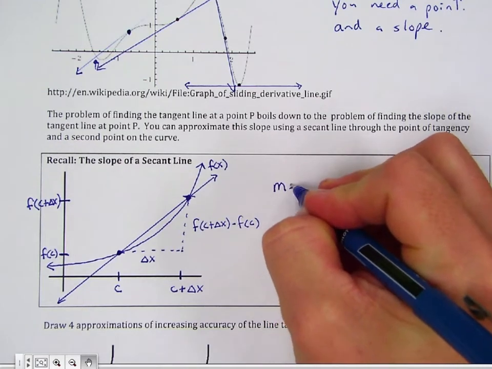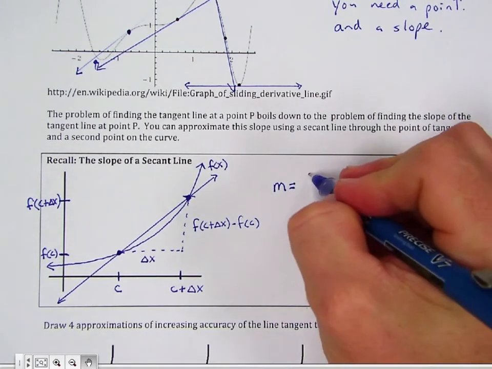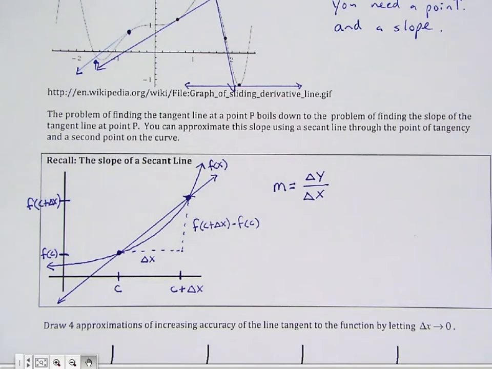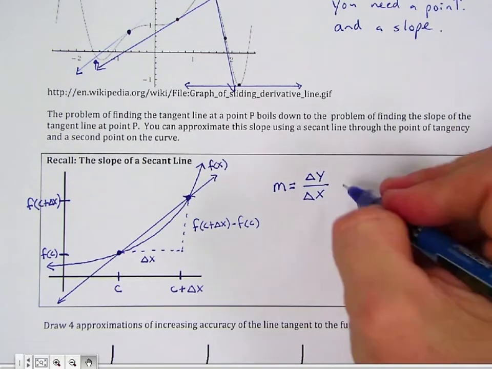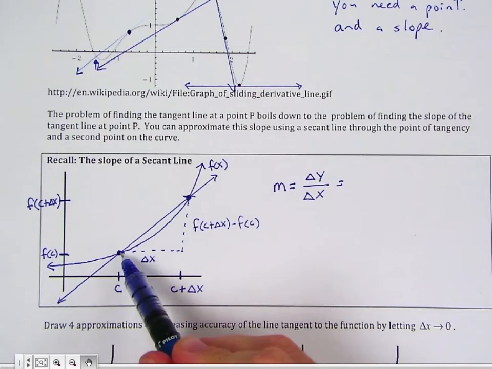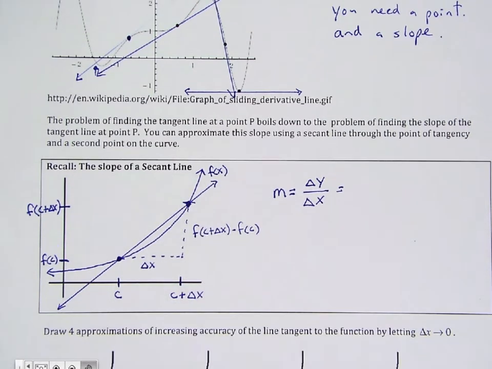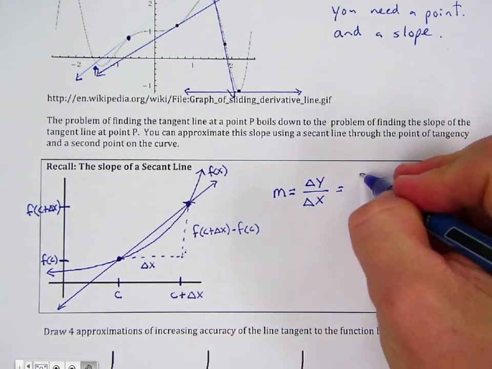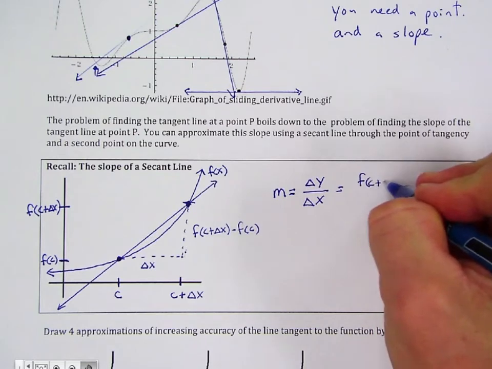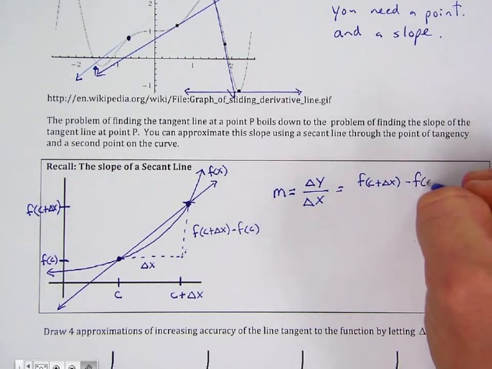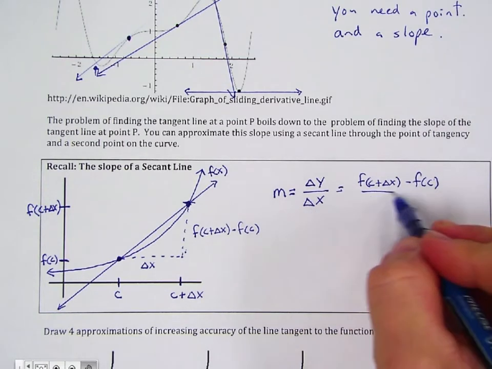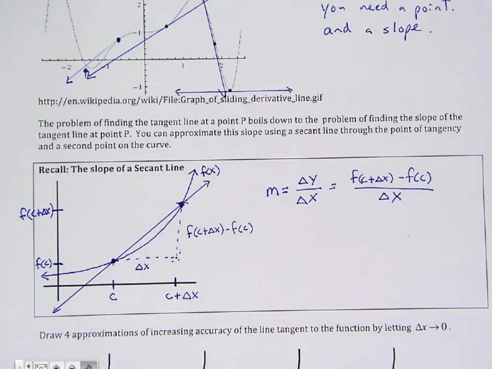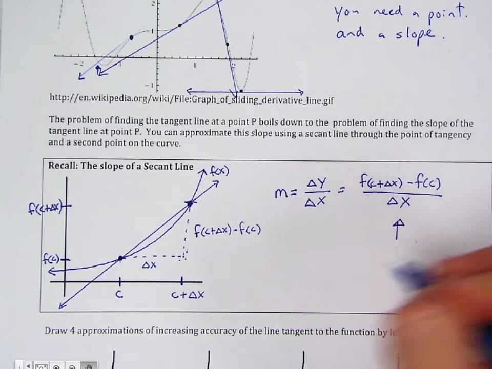So just for review, slope m, remember, is the change in y over the change in x, also rise over run. And based on our drawing here from this point to this point, by looking at the graph, the change in y is right here. So we're just going to write that as the function of c plus delta x minus f of c over the change in x, which is just delta x. And you might recognize this as being the difference quotient.